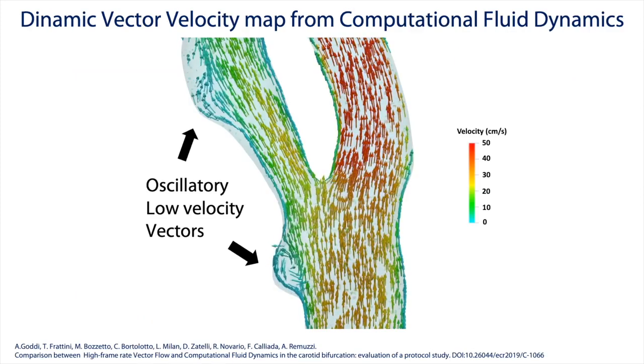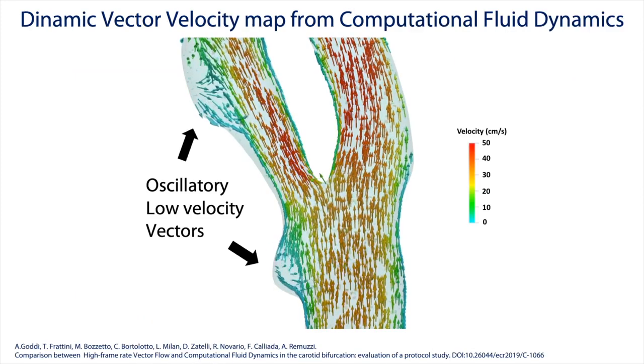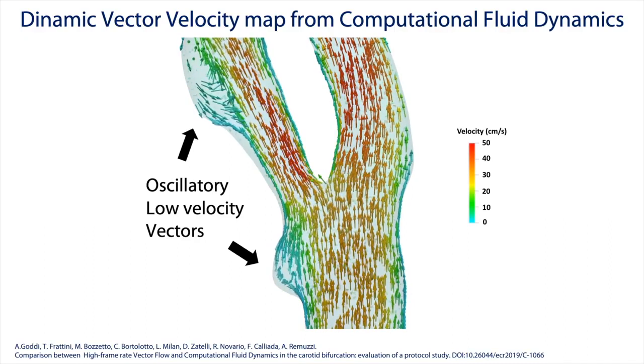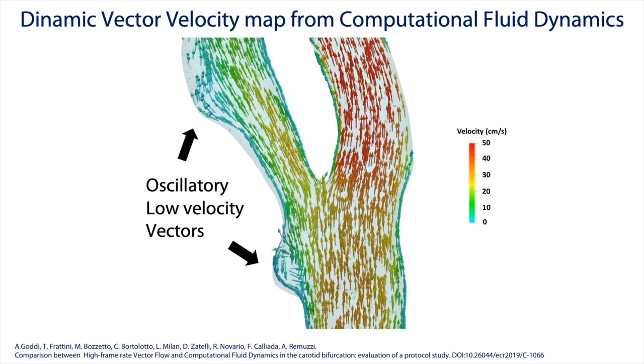These findings have been confirmed by computational fluid dynamics studies. Here you can appreciate the dynamic vector velocity map generated from the CFD, which highlighted the oscillatory low flow at the edge of the plaque.